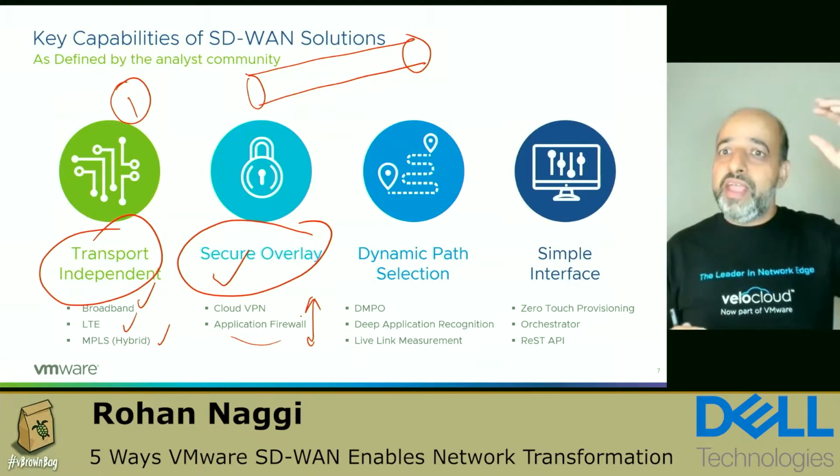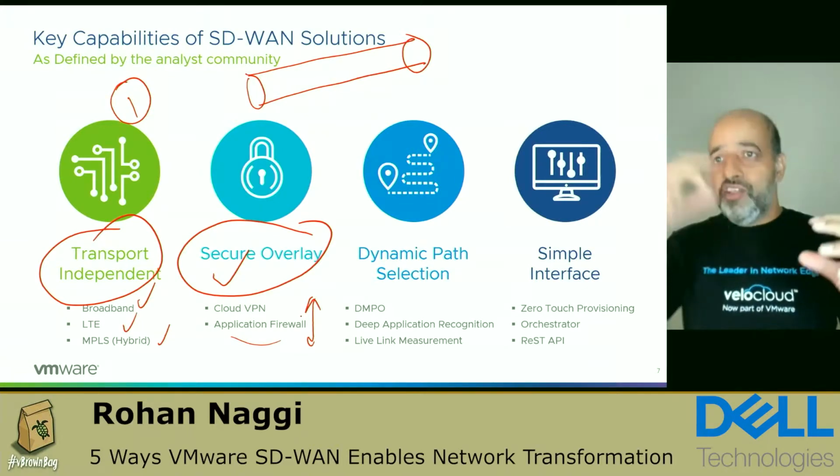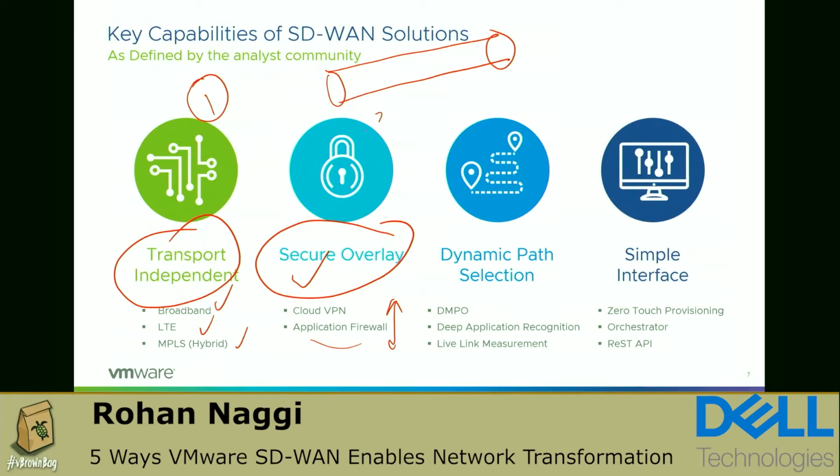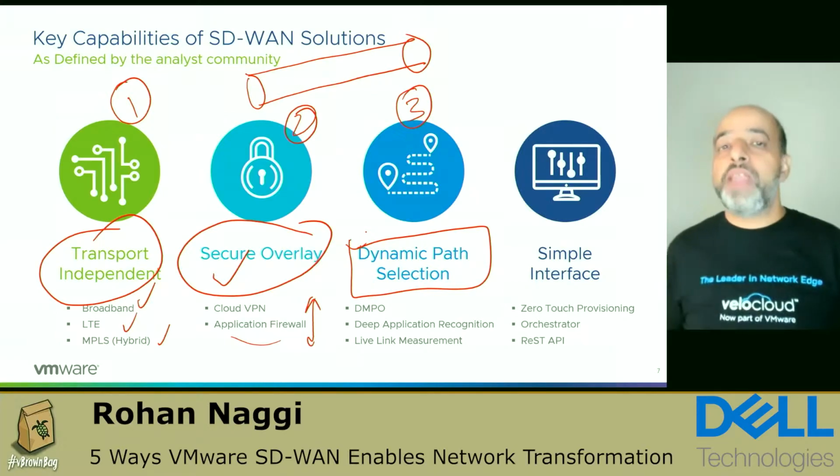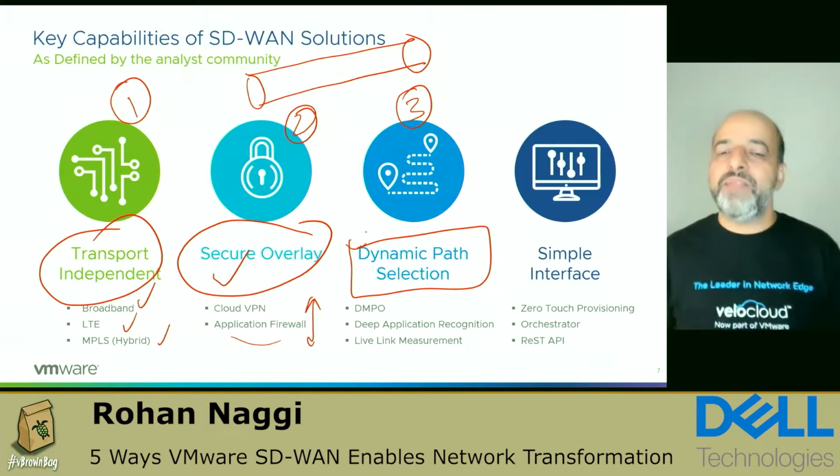Now that we can leverage any circuit, and security is in there, who will take care of the link steering if there is any blackout or brownout condition? And that's where the third component comes to play: the path selection, or the application performance. That's the key. And that's the number one driving force for adopting an SD-WAN solution, dynamic path selection.